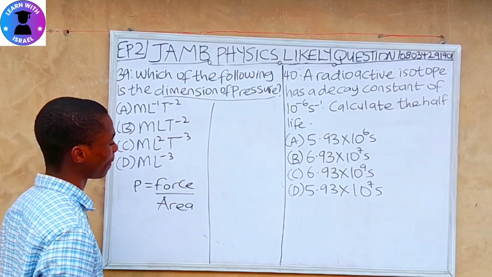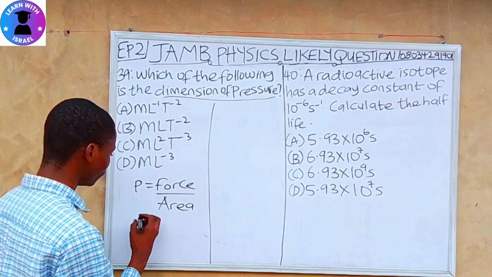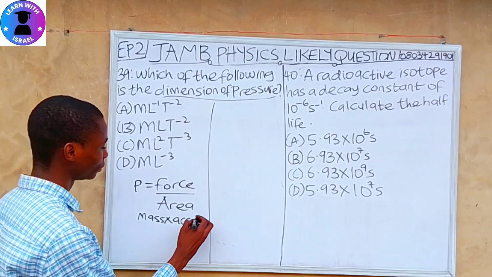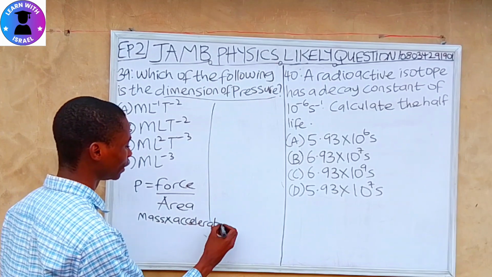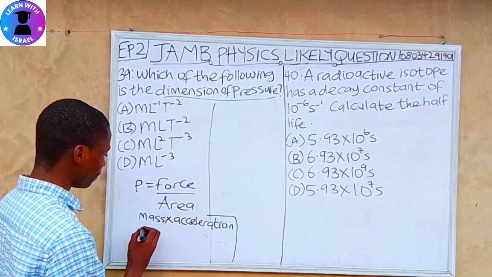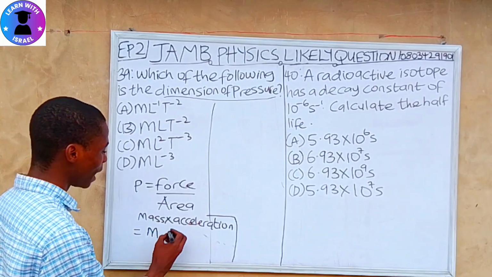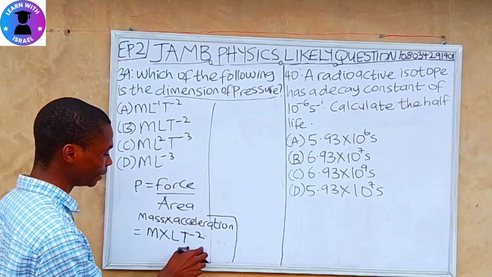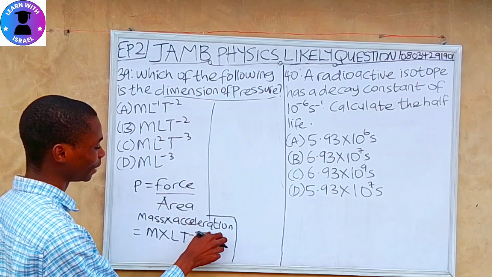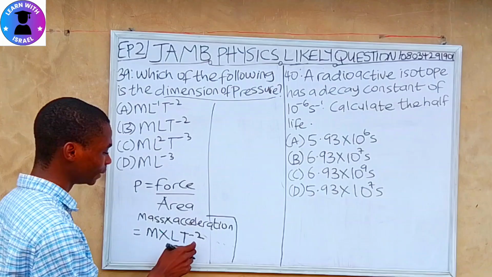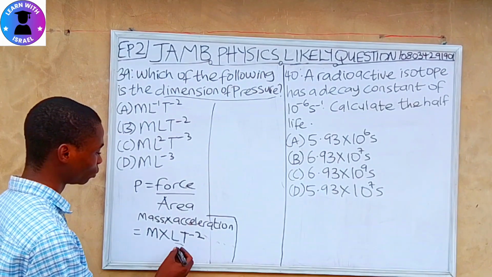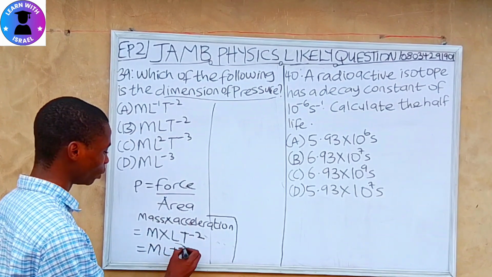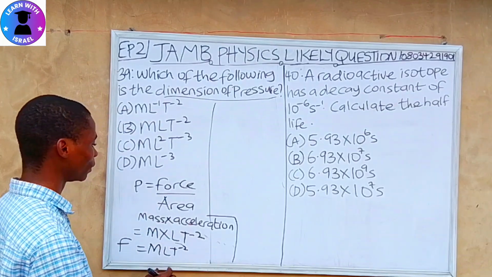And the formula for force is mass times acceleration. Mass is represented as M, multiplied by our acceleration, which is represented as LT raised to the power minus 2. Acceleration is change in velocity over change in time. So that's how we get this LT minus 2. So guys, let's multiply. M multiplied by LT raised to the power minus 2 gives MLT minus 2. So that's our force. Our force is MLT minus 2.